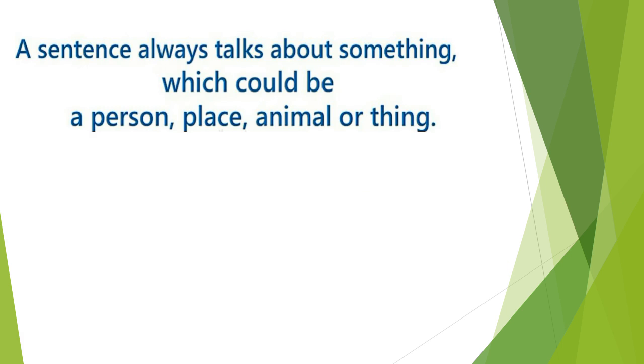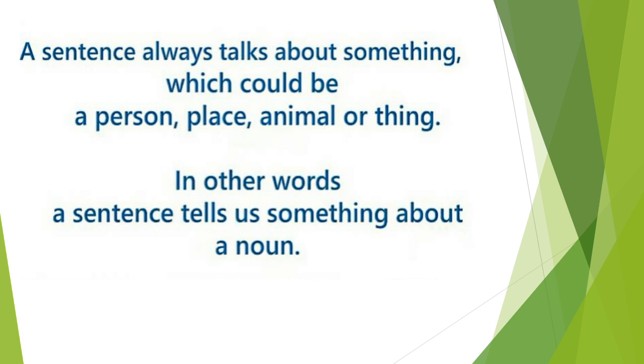What is a sentence? A sentence always talks about something which could be a person, place, animal, or thing, right? Or in other words, we can say a sentence tells us something about a noun. किसी नाउन के बारे में अगर हम किसी सेंटेंस से अगर हमें पता चलता है उसे हम क्या कहते हैं सेंटेंस.